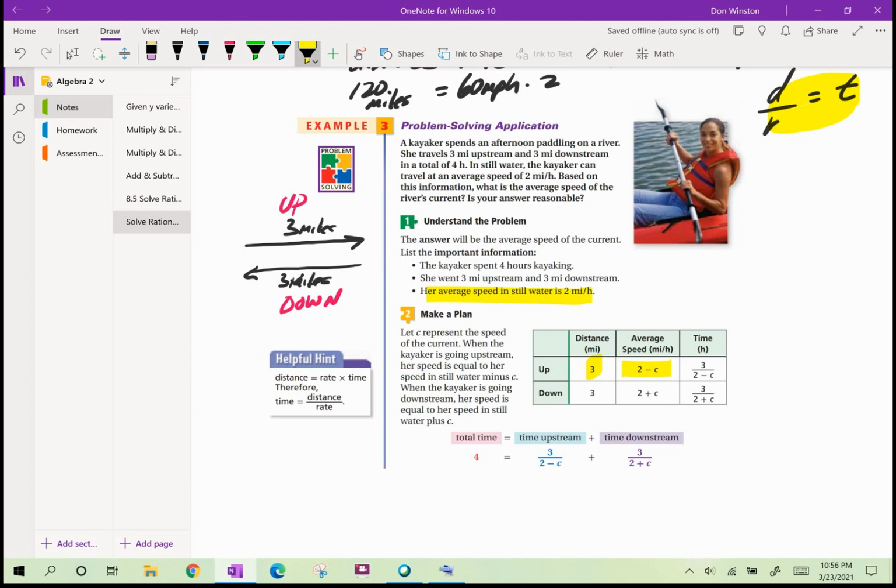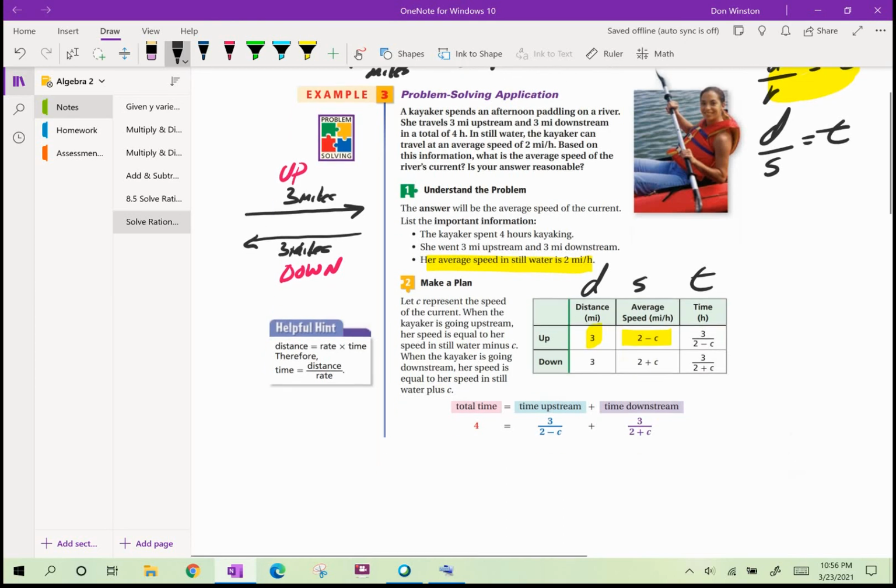Well, distance divided by speed or rate equals time. So distance 3 divided by 2 minus c will be the time. Again, this is d, this is s, and this is t. So 3 divided by 2 minus c will be the time she spent traveling upstream.